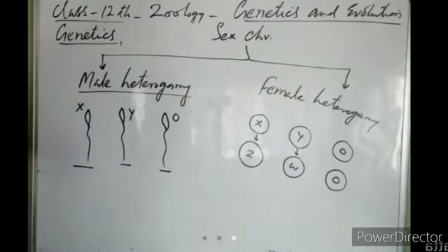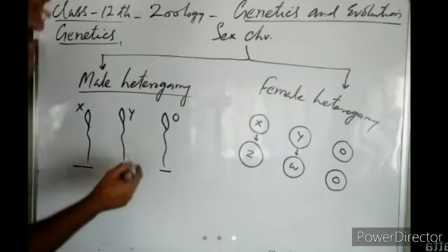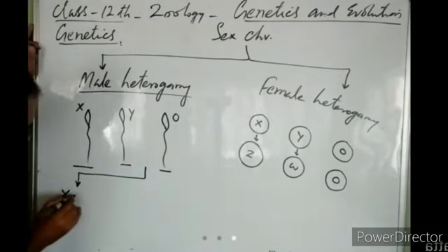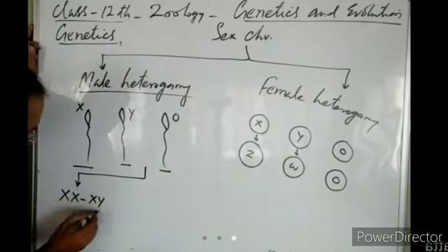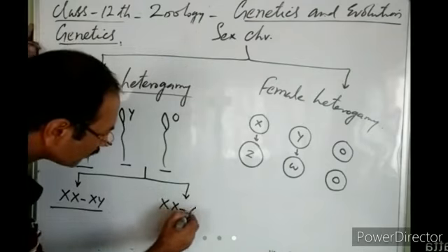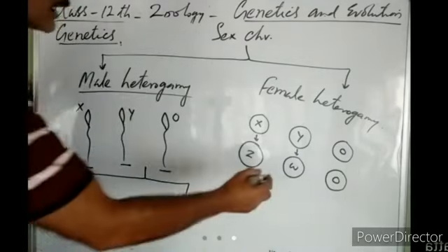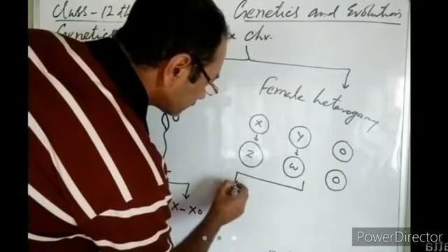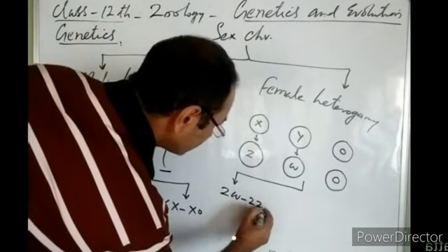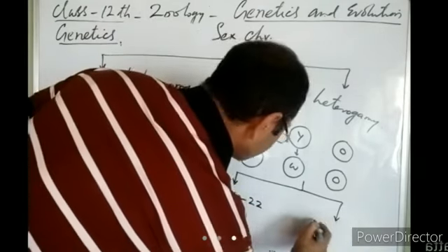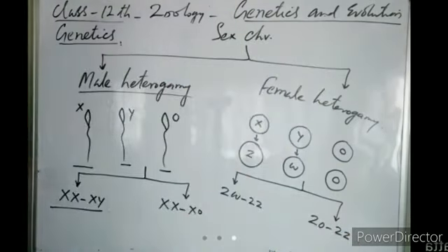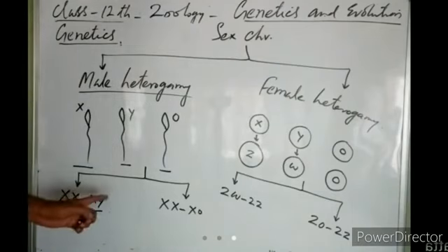Now, this male heterogamy is further divided into two types. One condition is known as the XX-XY condition, and the other condition is known as the XX-X0 condition, right? Similarly, female heterogamy is divided into two types: the ZW-ZZ condition and the Z0-ZZ condition.